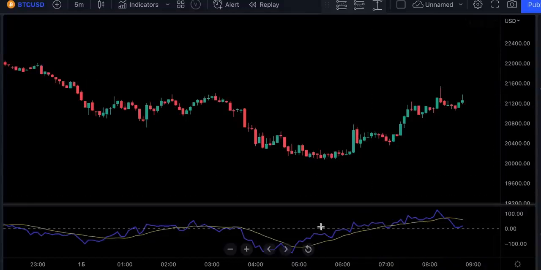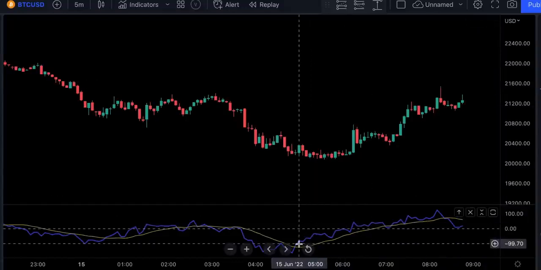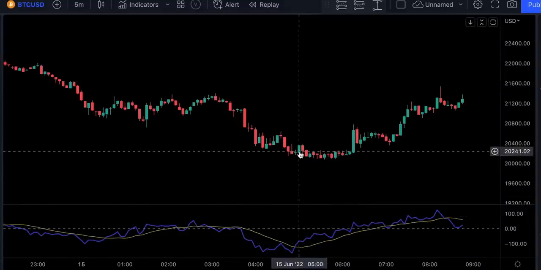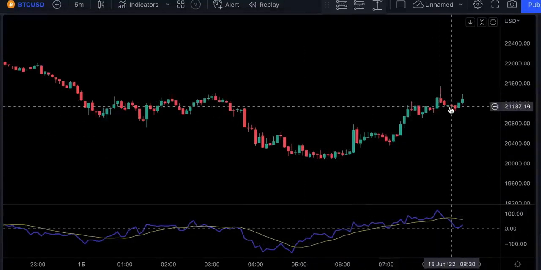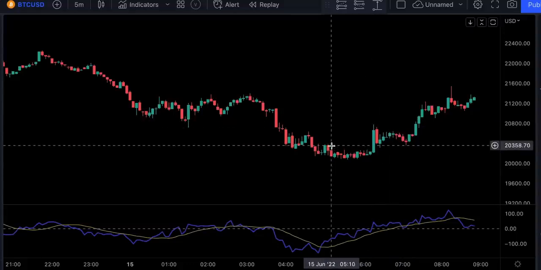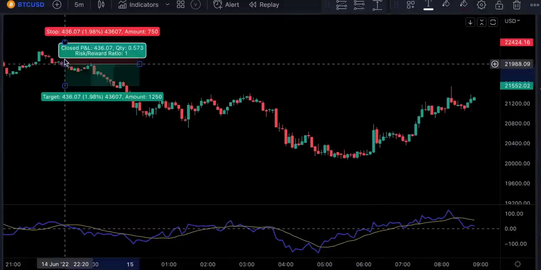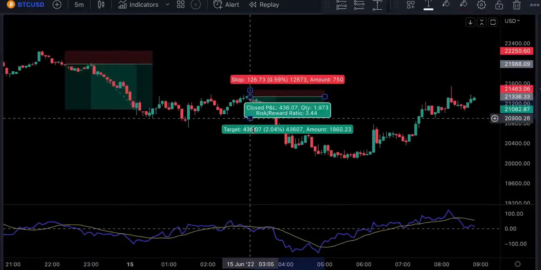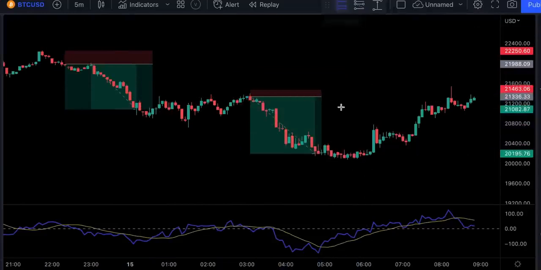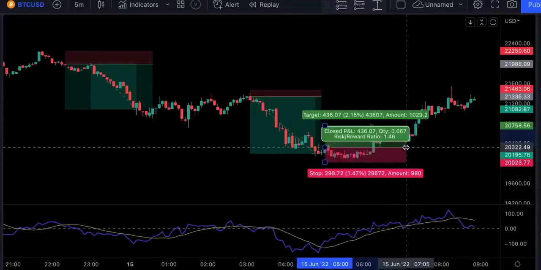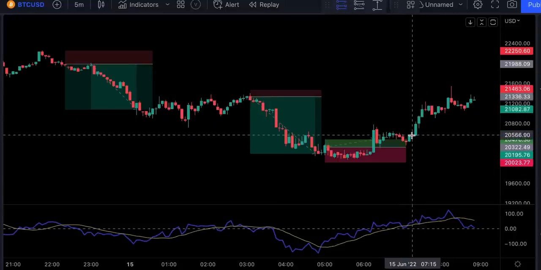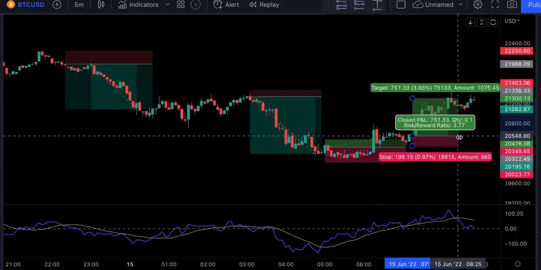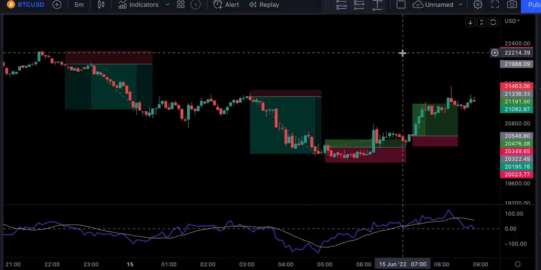So whenever we see the blue line crossing over the yellow line, this is an indicator to close a short position. And whenever we see the blue line crossing under the yellow line, this is an indicator to close a long position. Right away, we can see that those exit signals work extremely well. So we see that the amount of pips this indicator can collect is absolutely ridiculous.